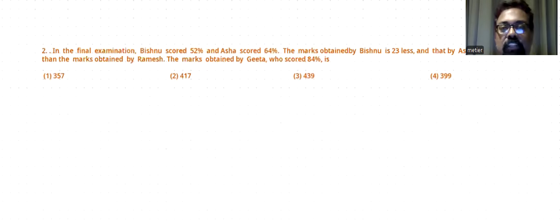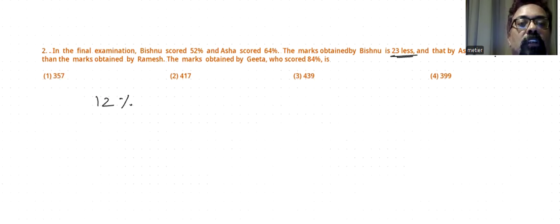In a final examination, in the previous video also we discussed a percentage-based question based on an examination. Right. Now, in the final examination, Vishnu scored 52%, Asha scored 64%. The percentage difference of Vishnu and Asha is 12%. Now, the marks obtained by Vishnu are 23 less and Asha's are 34 more than the marks obtained by Ramesh. Means Vishnu scored 23 less than Ramesh, Asha scored 34 more than Ramesh. One is more, another is less.